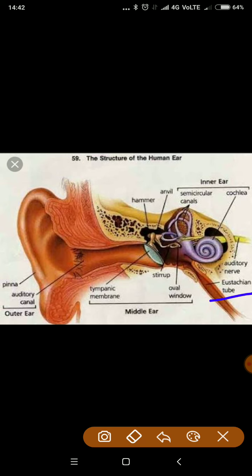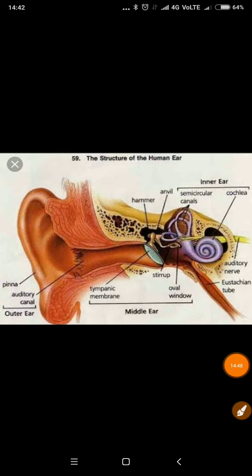Another function of the eustachian tube is to allow any mucus which is built up in our middle ear to drain out into our throat. Okay, so these are the important functions of the eustachian tube, and I told you the function of the cochlea also. Okay, now let's discuss the working of the human ear.